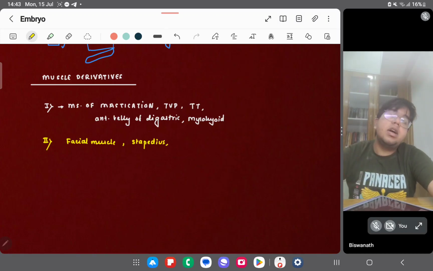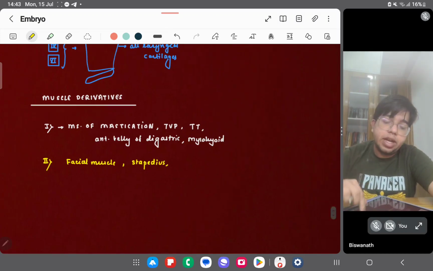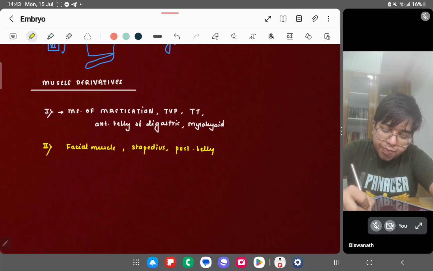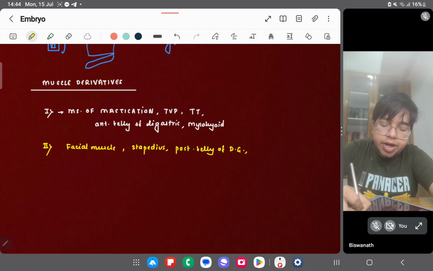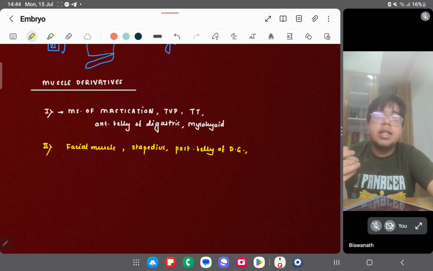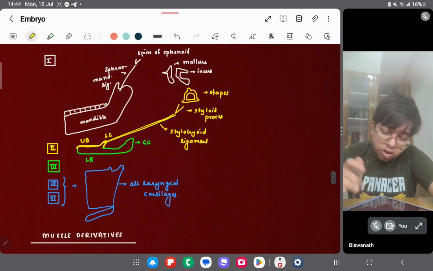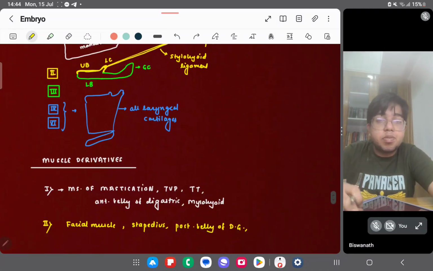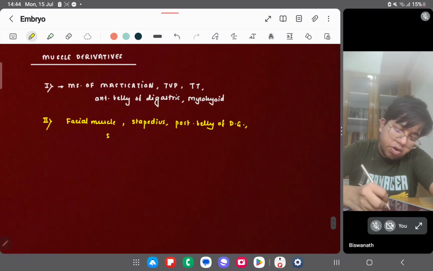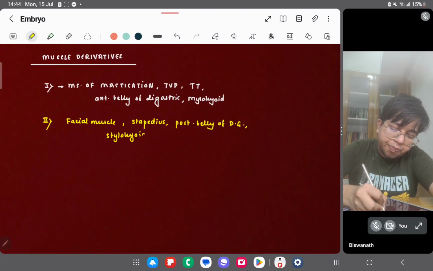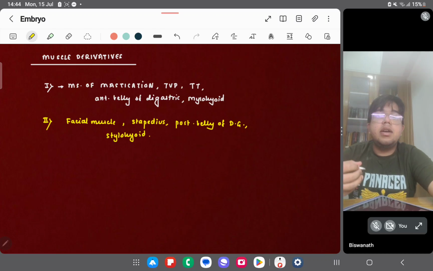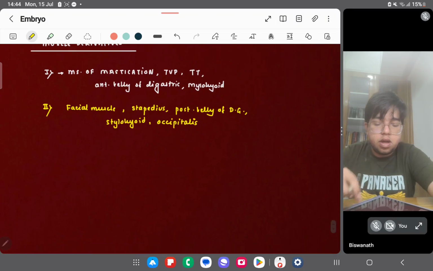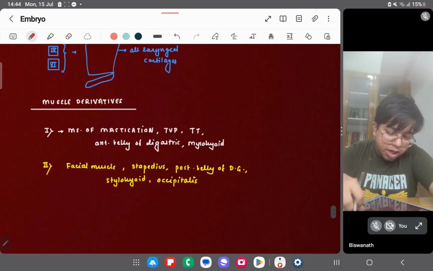Understood? Then think of other muscles. Anterior belly was supplied by the first arch. So posterior belly of digastric. I'm writing DG for digastric, posterior belly of digastric. Then another muscle, your styloid process and your hyoid bone. Which muscle do you think is related to this somewhat? Stylohyoid, right? So I'm writing stylohyoid also. Stylohyoid muscle. Okay, stylohyoid and occipitalis also. Occipitalis.